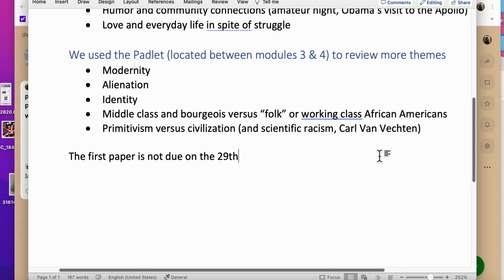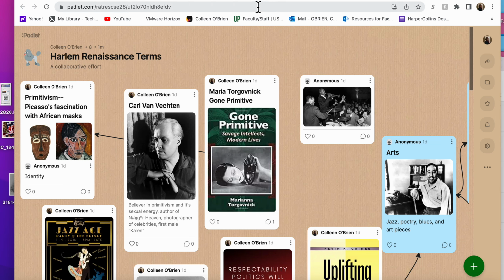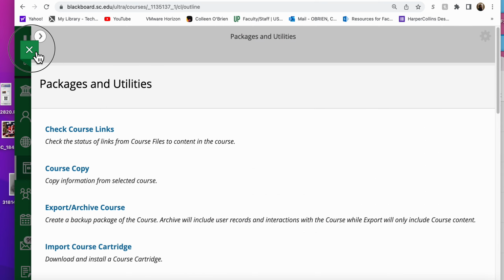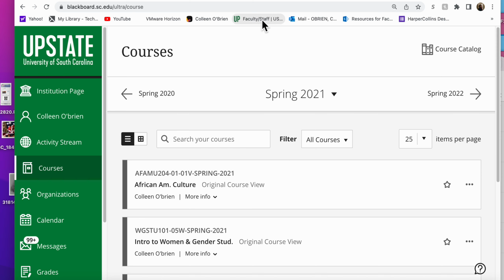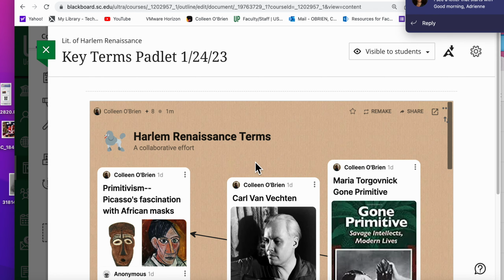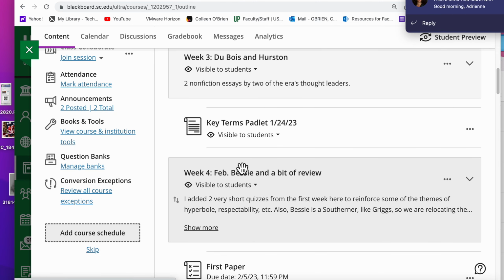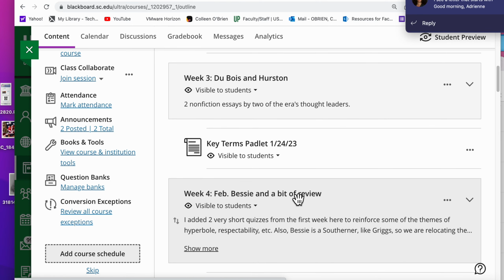Okay. In terms of that paper, what you want to do is imagine two of the figures in our class conversations thus far, two of the people we have read or learned about who are figured centrally in our class. And I will add a discussion in which you can start fleshing out this dialogue between, for example, if Bessie had met Sutton Griggs, what would they talk about and how would they define and describe African American art?